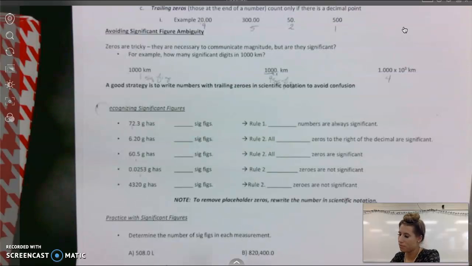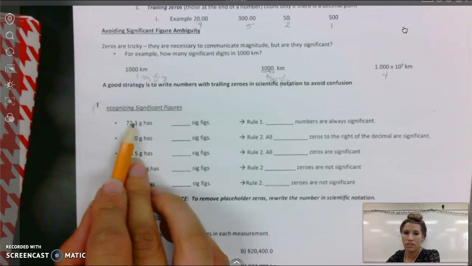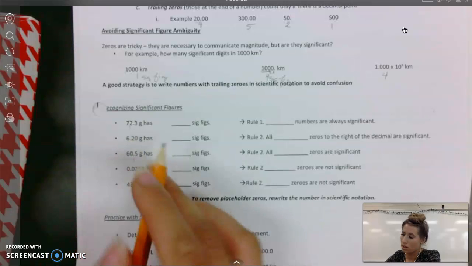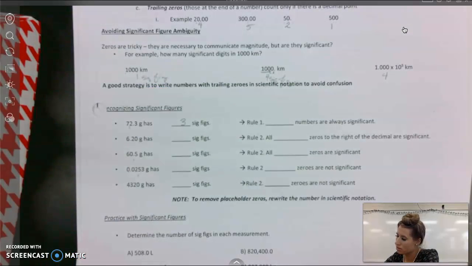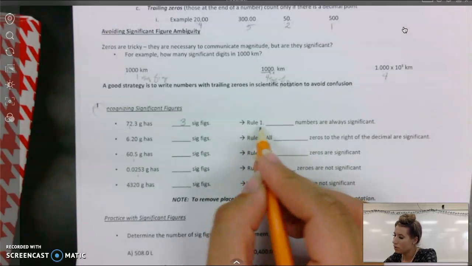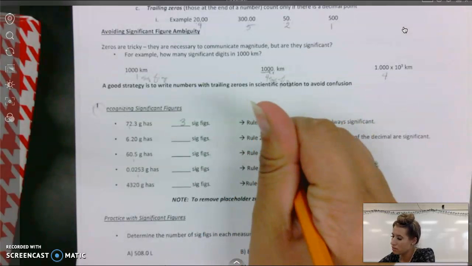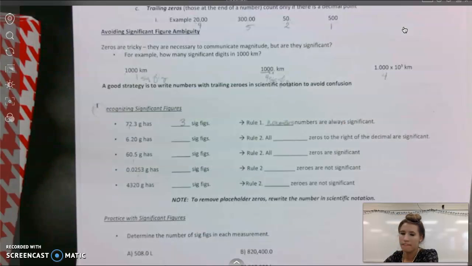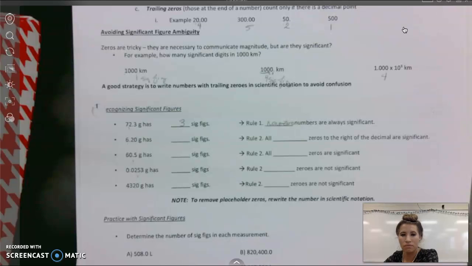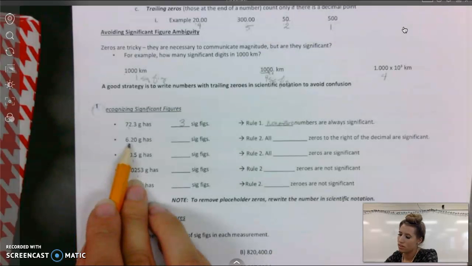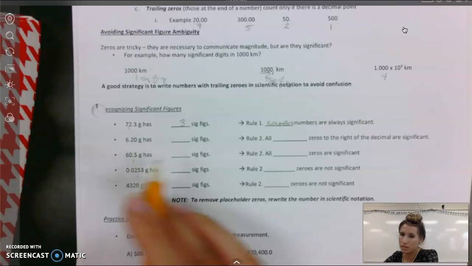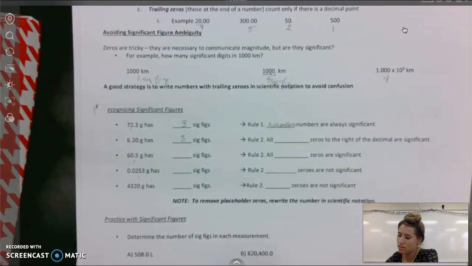Okay. So these are all digits between 1 and 9, so every single one of those are significant. So we have 3 sig figs. And rule number 1 tells us all non-zero values are significant. 6.2, the 6 and the 2 are significant. The 0 is significant because of the decimal place. So we have 3 sig figs again.